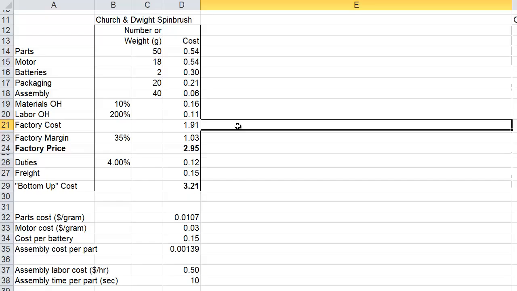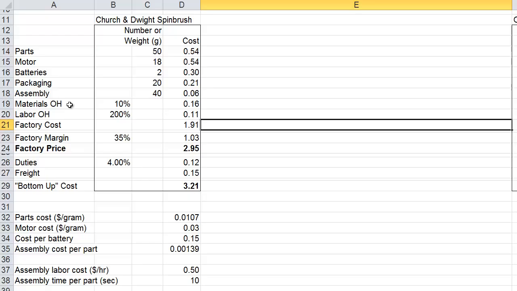So then what I did is I basically just divided the elements of the product into these categories: parts, and I included in here both the plastic and the metal custom parts, the motor, which I treated separately, the batteries I treated separately, and the packaging I treated separately. And those are the materials cost categories. I then put in a number for assembly cost, and then I put in a number for materials overhead and labor overhead.